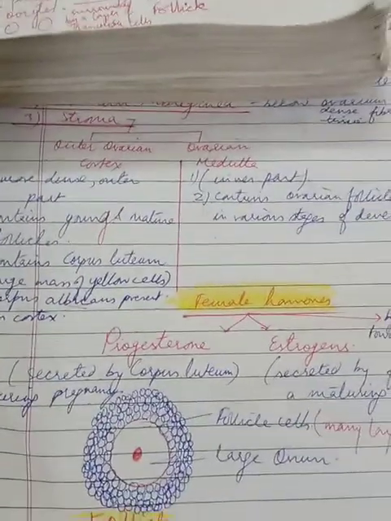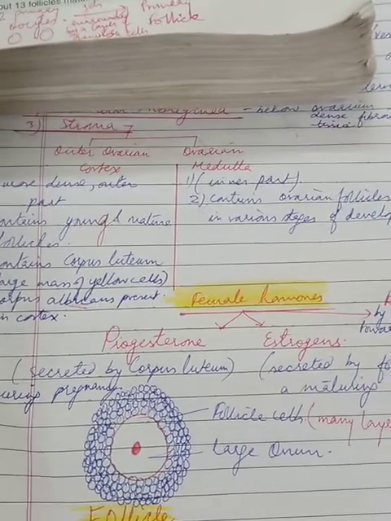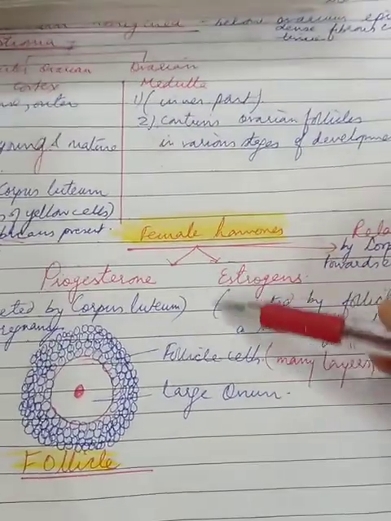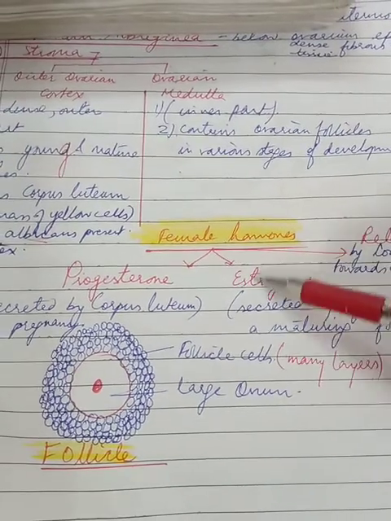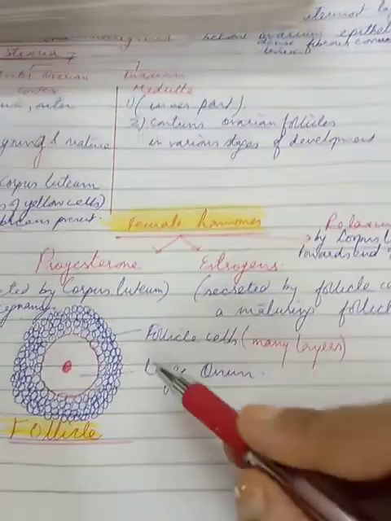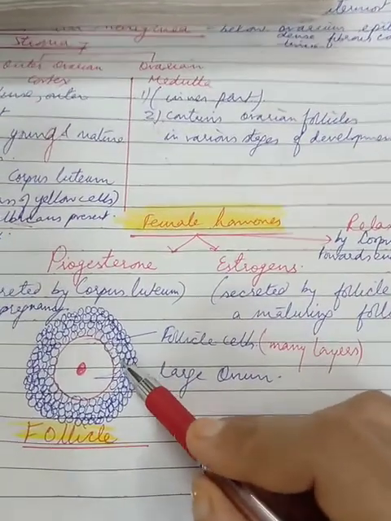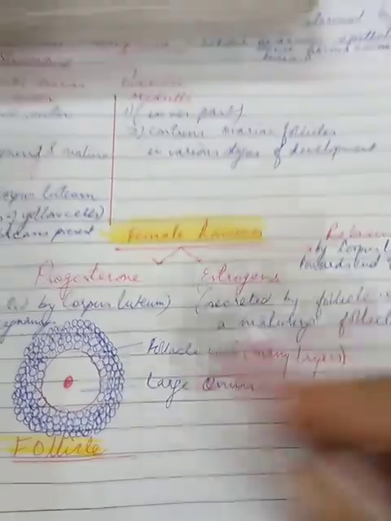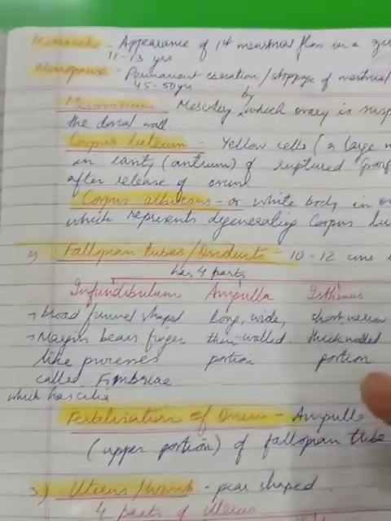Then the follicle cells of a maturing follicle secrete estrogens, another female hormone. So who is secreting these? The follicle cells of a maturing follicle. So this is the birthplace of the other hormone, that is estrogens. So I hope this is very clear, children. Now let us take some technical terms before we move further to the other part, that is fallopian tube.